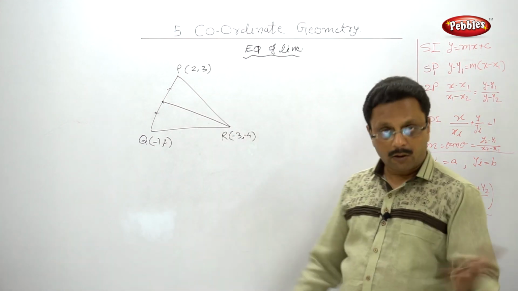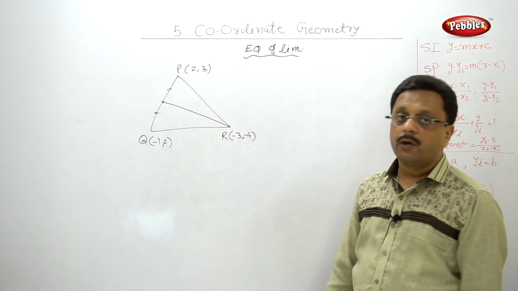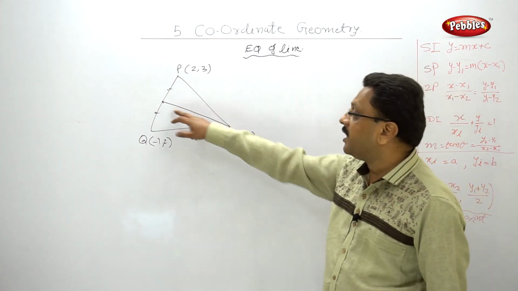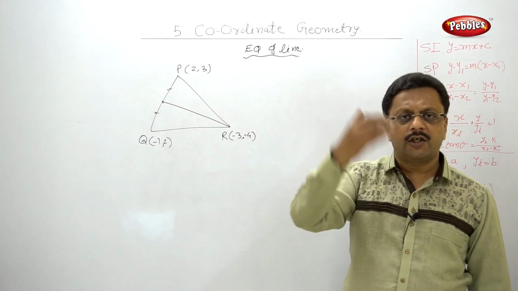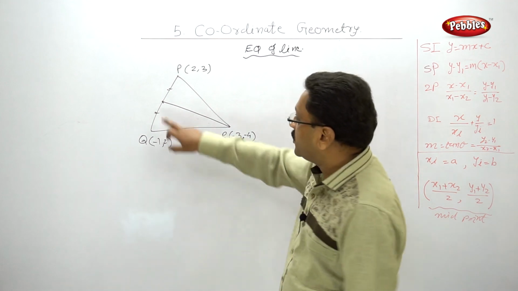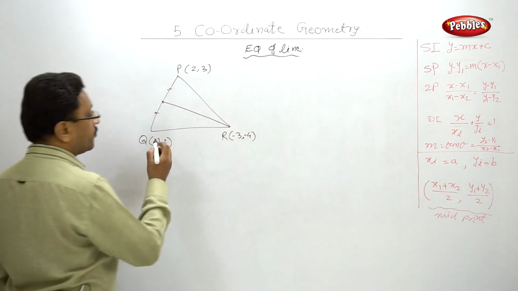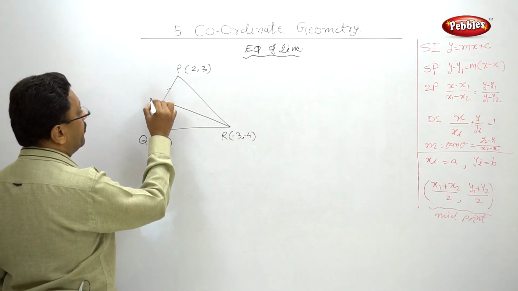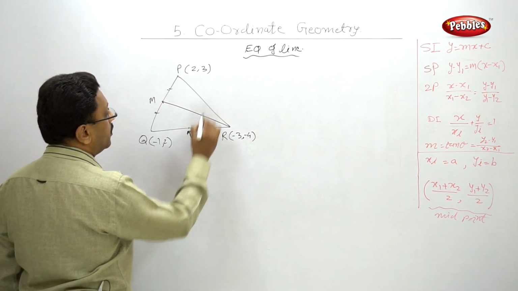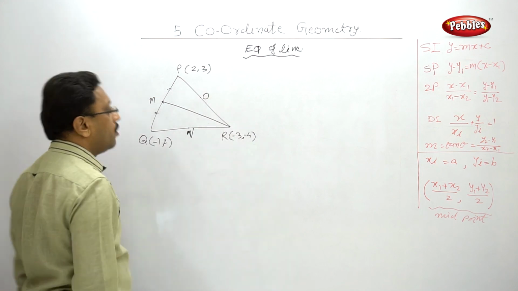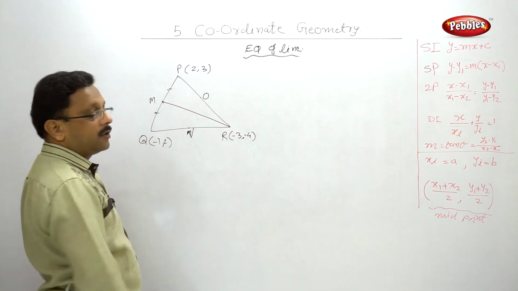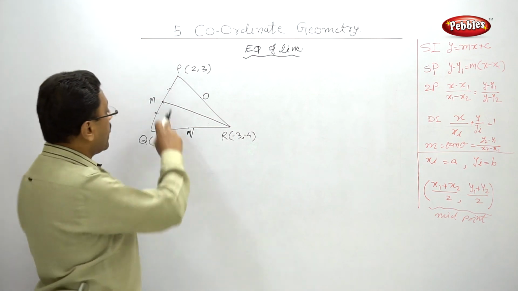Okay. Now coming back to this problem, you have to find the equation of all the medians. Let us just find the equation of the first median. I will say this is M, this is N, and this is O. Let's say that.